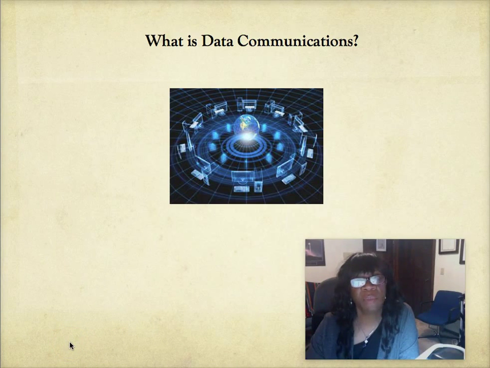First, let us try to define what data communications is. According to eComputerNotes.com, data communications refers to the exchange of data between a source and a receiver. A more technical definition, though, found in the McGraw-Hill Dictionary of Scientific and Technical Terms, is that data communications is the conveying of data from one location to another by electrical means. It's also known as data transmission.